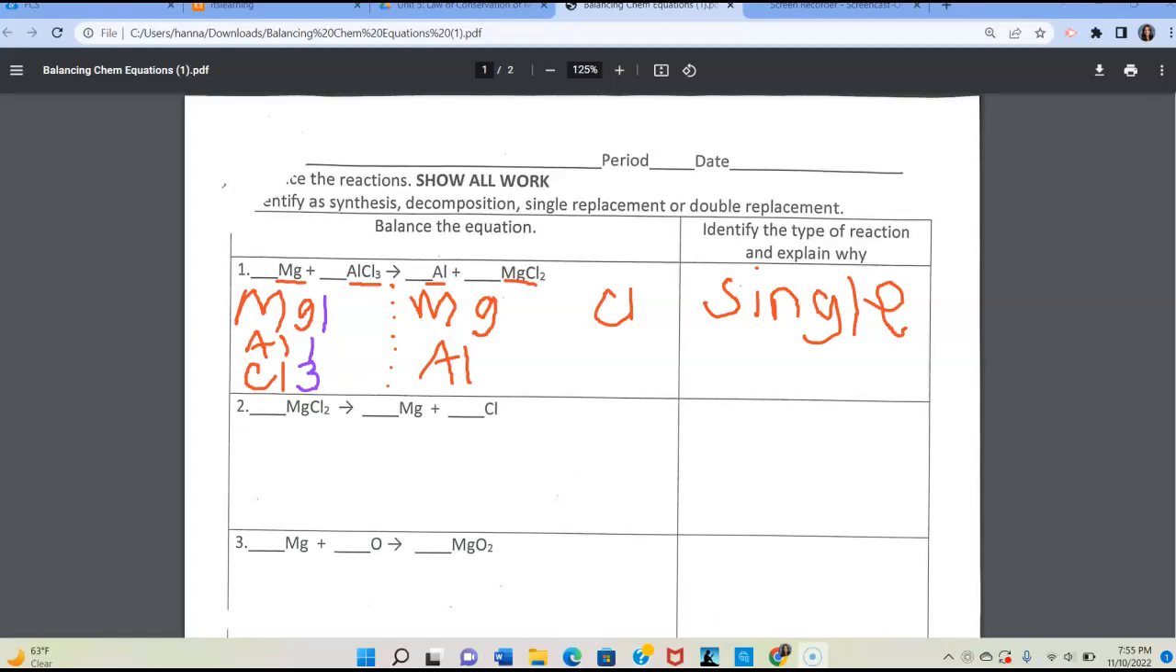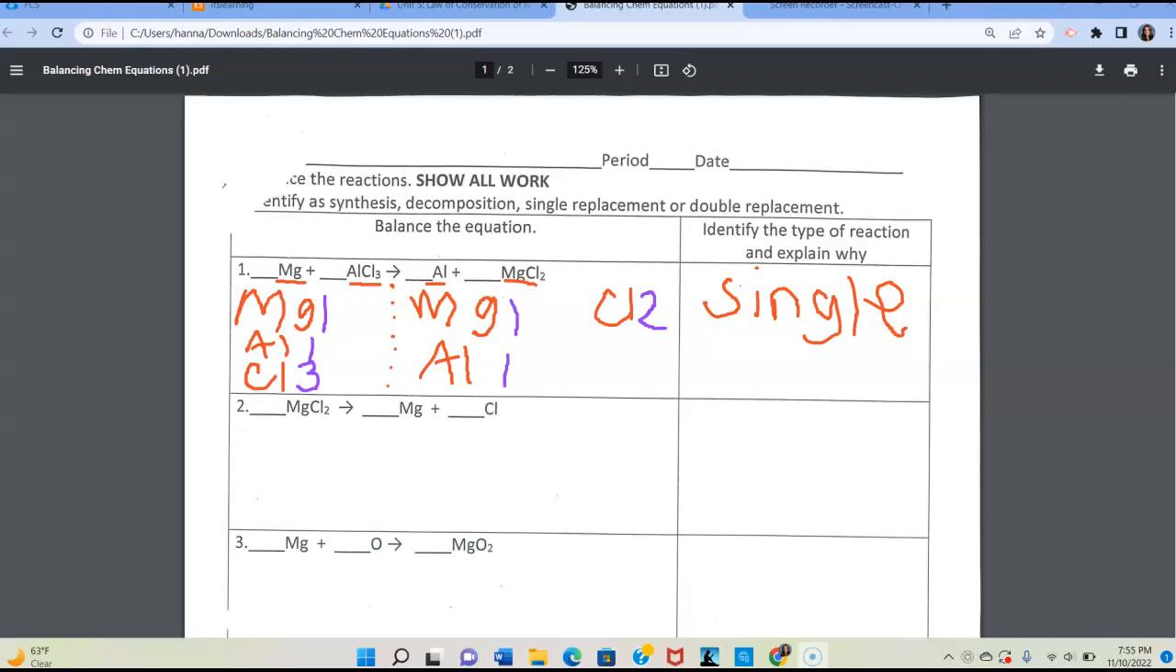Let me count the atoms for my products. So I start with Al. I'm starting here. I've got one for my Al, my aluminum. I've got one for my magnesium. And then I've got two for my chlorine on my product side. So now your next step, you've got to go through and see, are these balanced? Are these equal to each other?